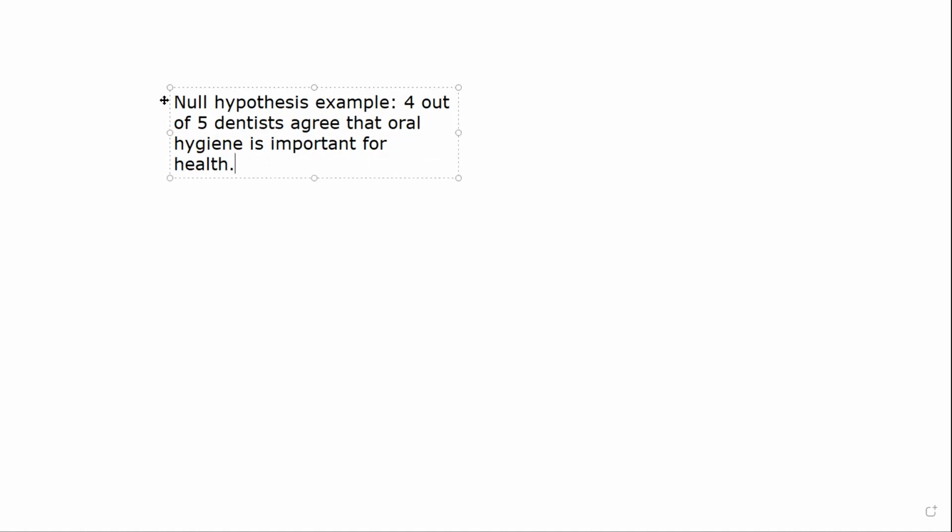That's a null hypothesis example, right? And the reason that it's a null hypothesis, we're going to get into this more later, but here it's making a statement about the exact number or the exact percentage, 4 out of 5 dentists. When it includes the number itself or the percentage itself, it's the null. Okay. All right, let's define the alternative hypothesis.